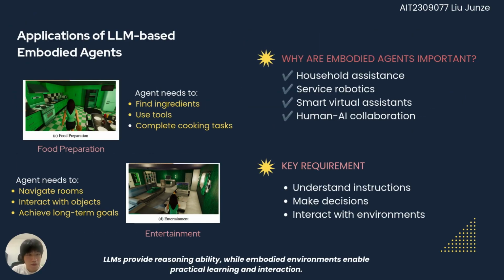Embodied agents have many potential applications in the real world. As shown in these examples, agents can perform household tasks such as food preparation and entertainment activities in virtual environments. Similar technologies can be applied to service robots, smart assistants, and human-AI collaboration systems. To succeed in these tasks, agents must make decisions and interact effectively with their environments. This is why combining large language models with embodied environments has become an important research direction.